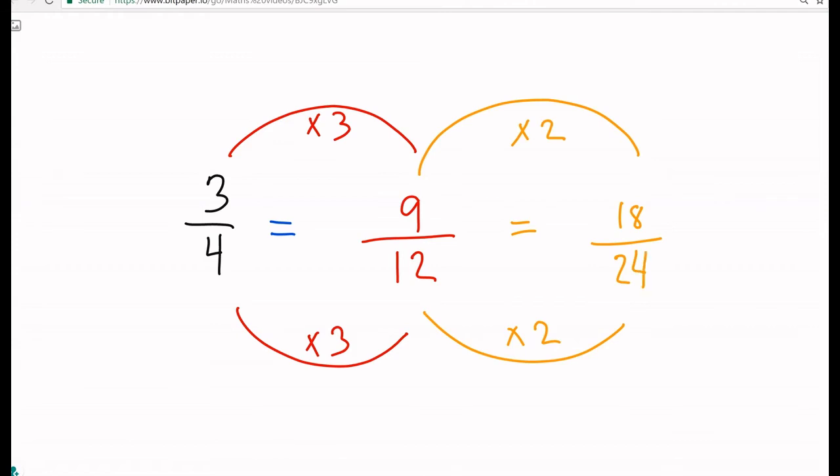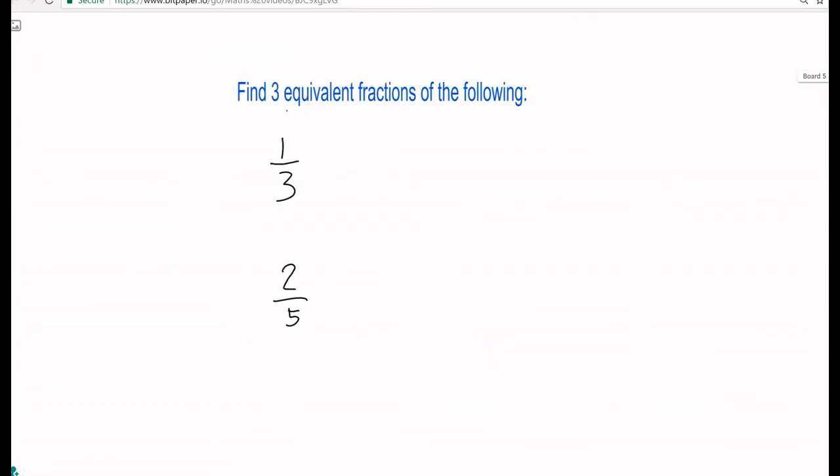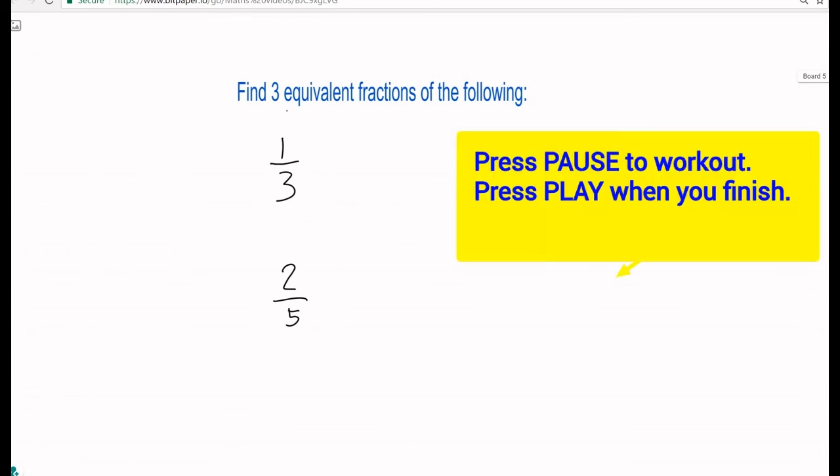So you can multiply any of the fractions as long as you multiply the numerator and denominator by the same number, then you will get equivalent fractions. Now you're going to have your own practice this time. So you've got 1/3 and 2/5, and you have to find 3 equivalent fractions. Now when you're ready, press pause, have a go at it, then press play again to find the answers.